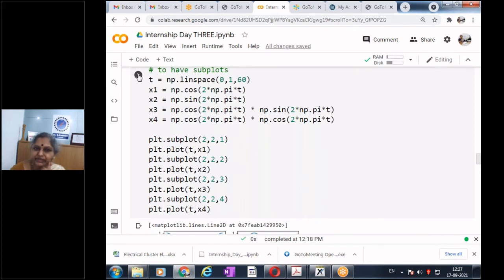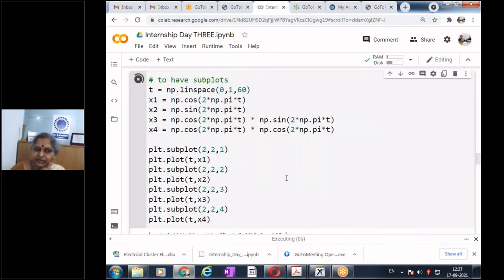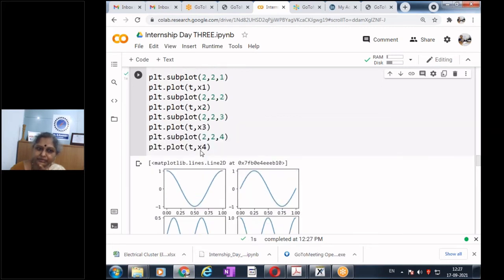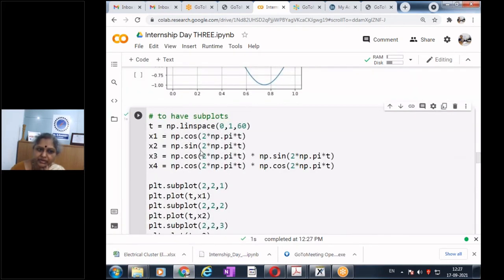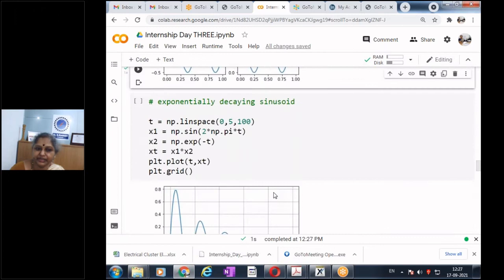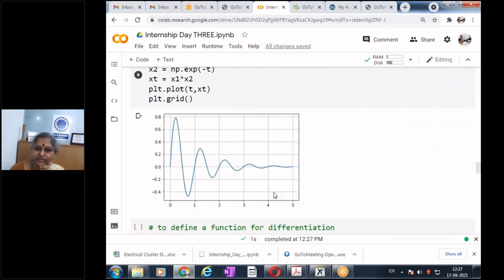So now if I run this, what I get is like this. This is my x1, x2, x3, x4. This is number 1. So this is one way of plotting different curves in different cells. You can try it. Exponentially decaying sinusoid we have already seen.